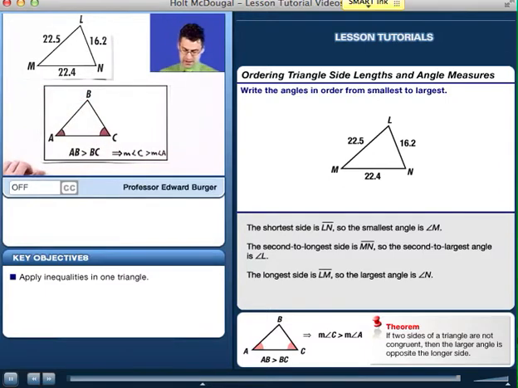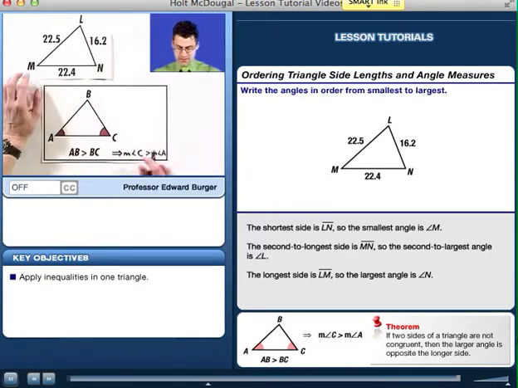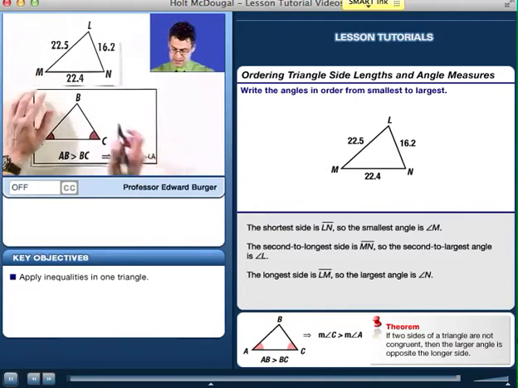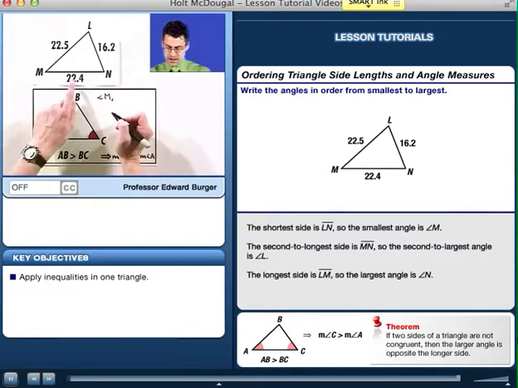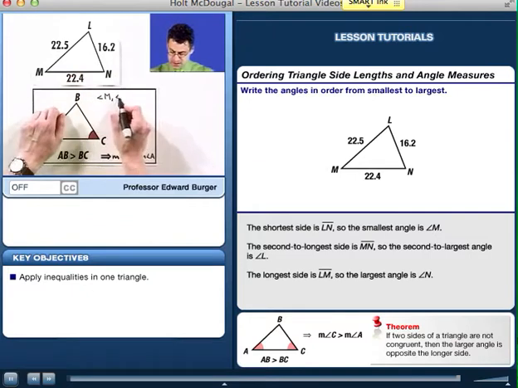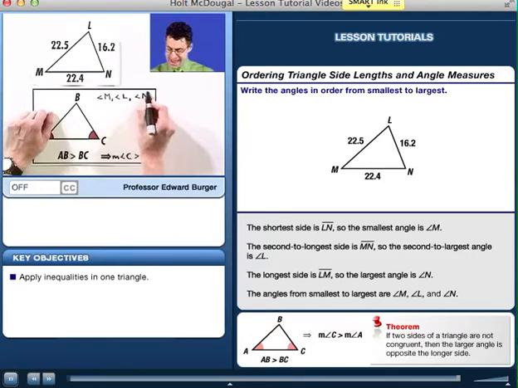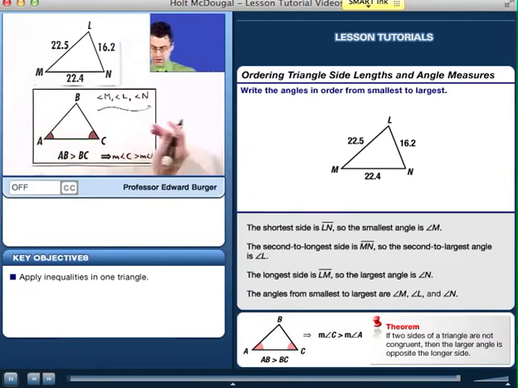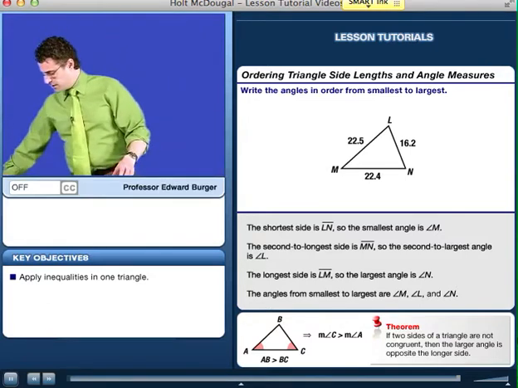And using that property here, since this is the smallest side, opposite it is going to be the smallest angle. And so I see that the angle M is the smallest angle, followed by the angle opposite the side that has length 22.4, which is angle L, and followed by the largest angle, which is angle N. So there I've written the angles in order from smallest measure up to largest measure. Neat. Great principle. How about this one?